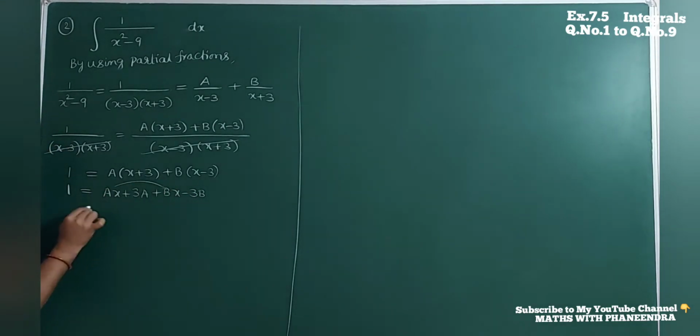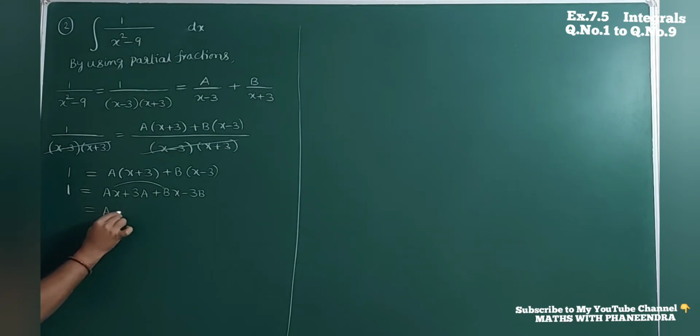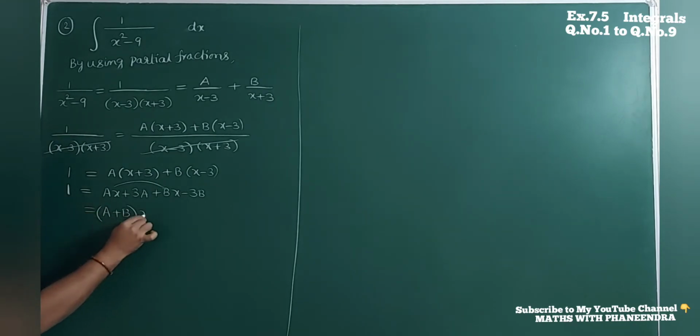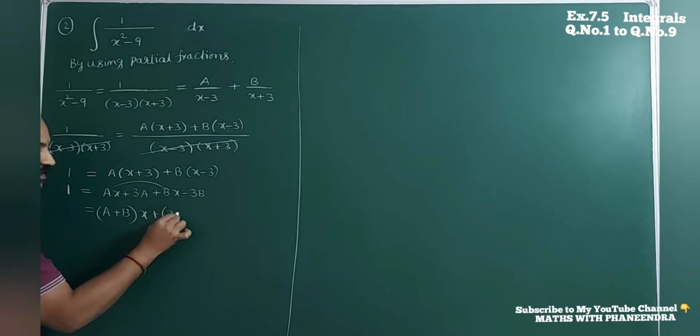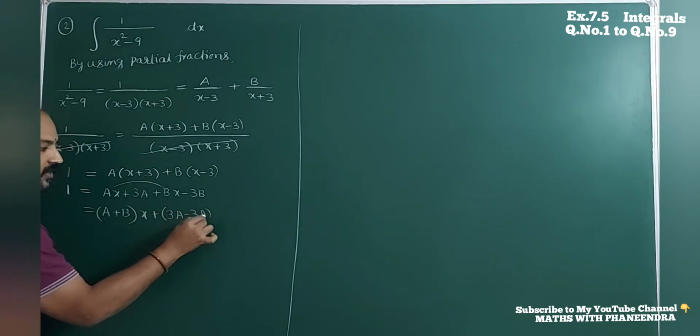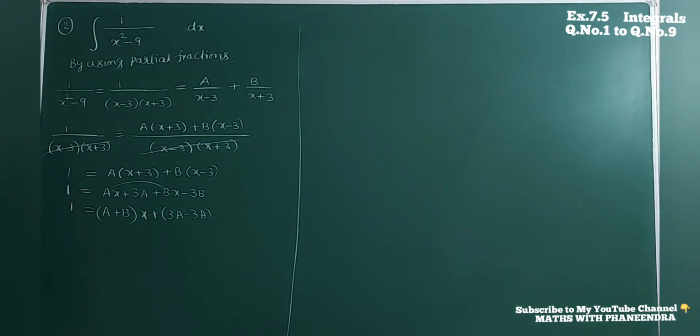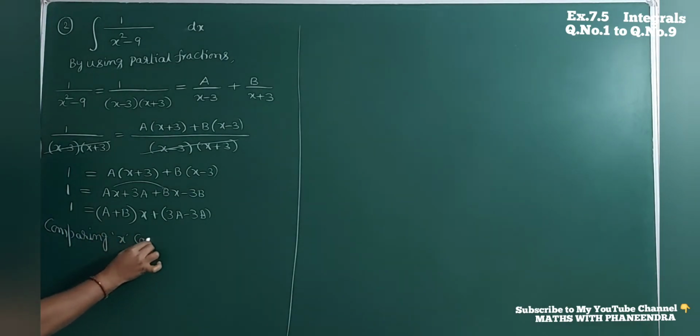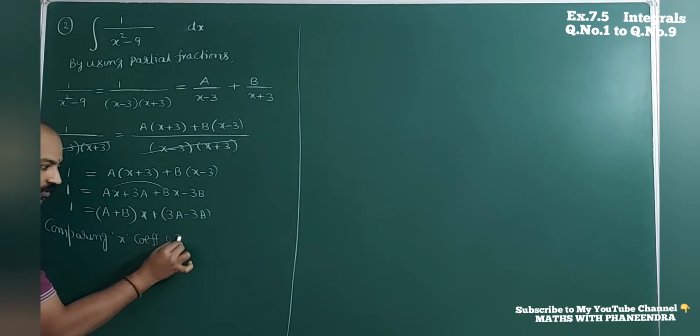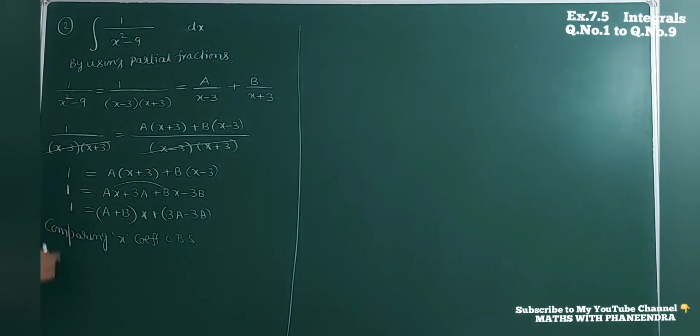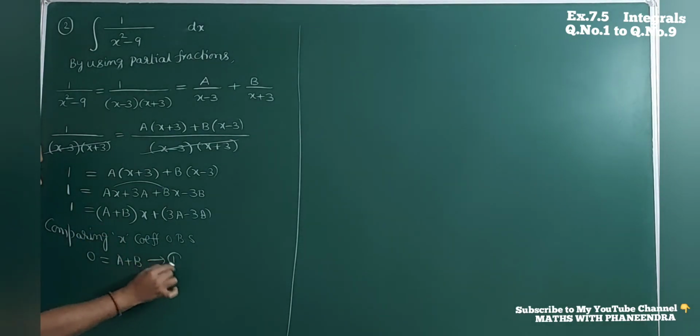So from these two, x take common, A into A plus B into x plus 3A minus 3B. Comparing like coefficients on both sides. First, comparing x coefficients on both sides. So here, x coefficient is what? This side, 1 x, this side, 0. 0 is equal to A plus B. Put that equation number 1.